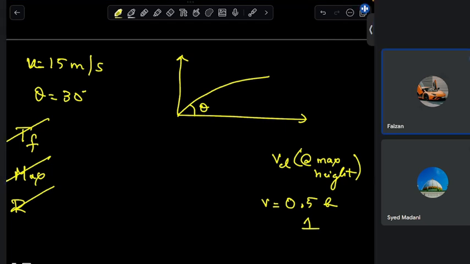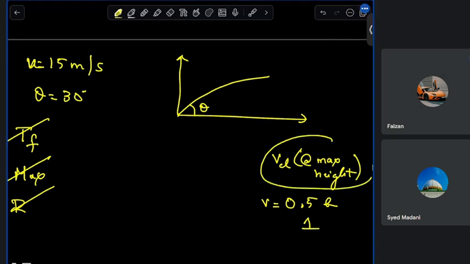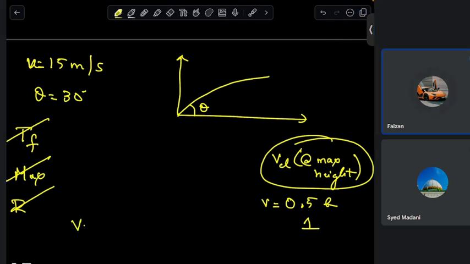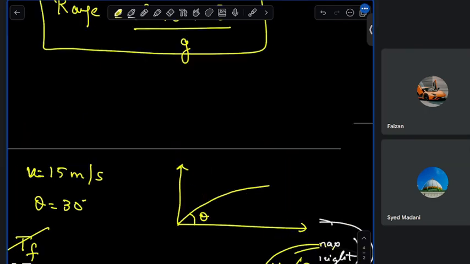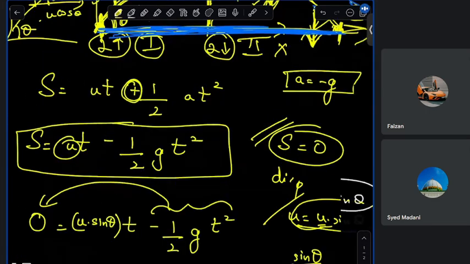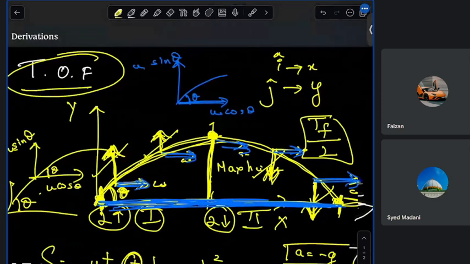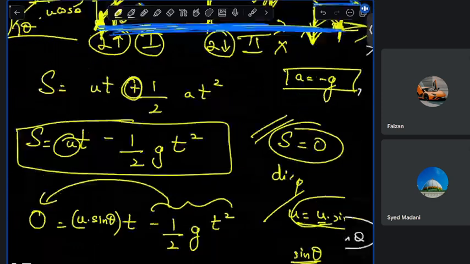Formula, you got stuck here. You tell me what she gave. I'll explain. She told only that velocity at highest point is 0. See, velocity at highest point is not 0. Velocity along the y-axis is 0. I'll tell you why. Wait.